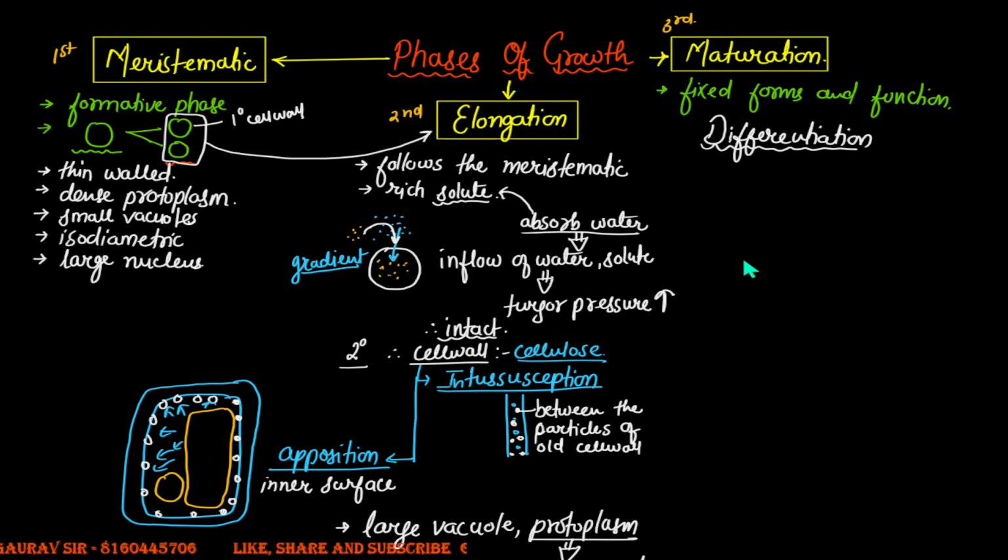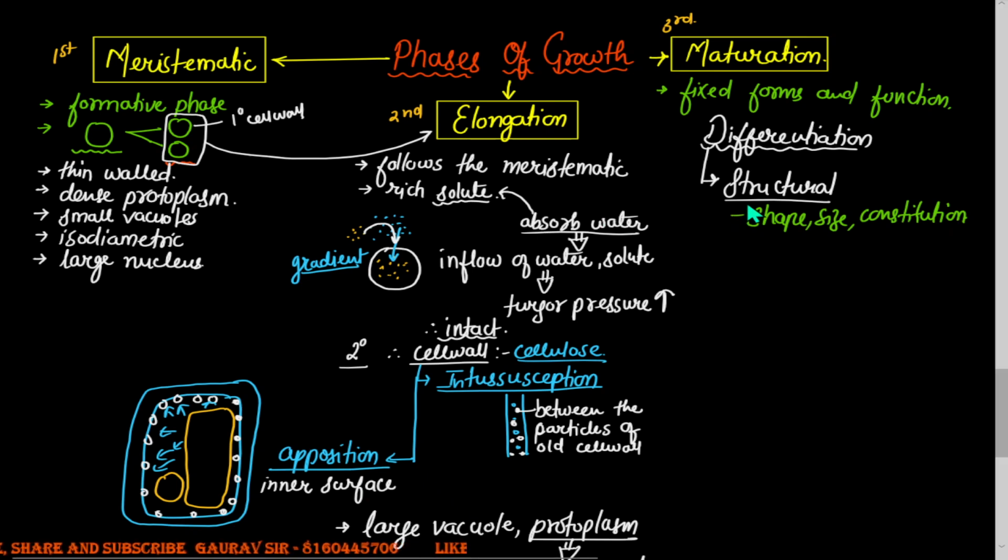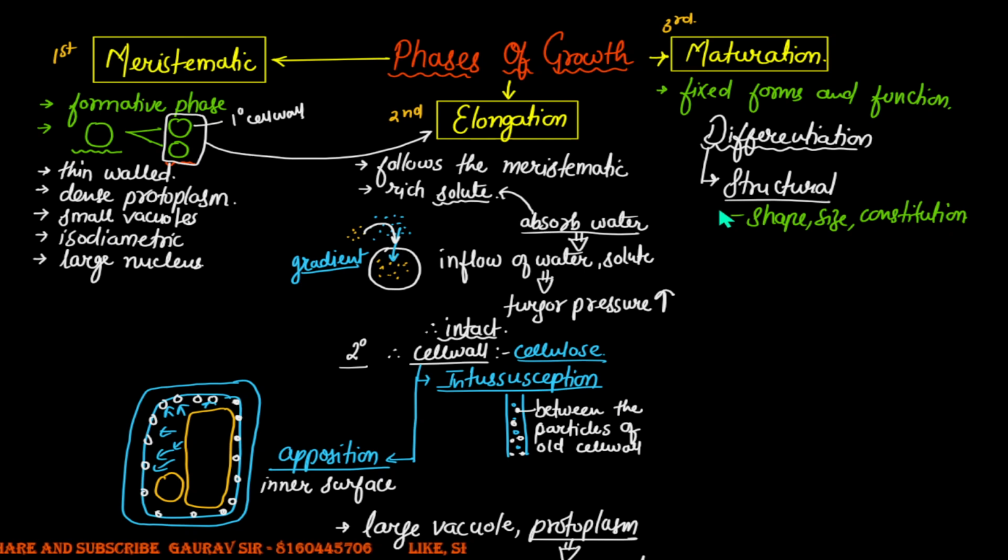And generally there are two types of differentiation that are to be taken into consideration. First of them is structural differentiation. When we talk about structural differentiation, what it means is the shape of the cell, the size of the cell, and the internal constitution of the cell will become fixed, right? Once the cell that has entered the maturation phase undergoes structural differentiation, I would find there would be changes in its shape, in its size, and its internal constitution.